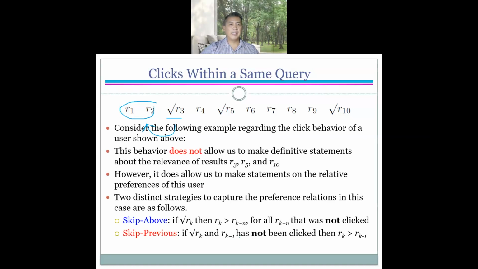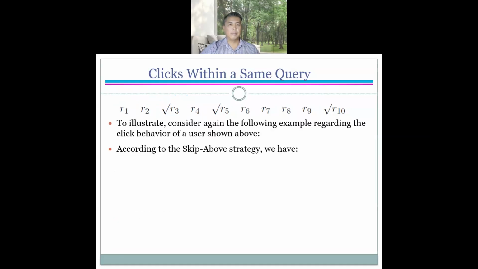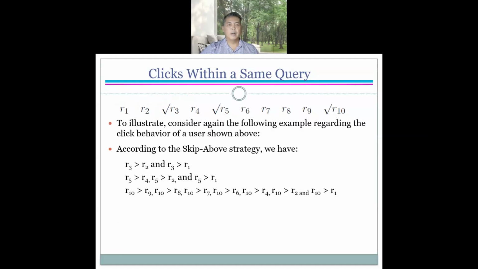So if this is clicked, skip above means whatever you have seen before will all be not relevant to your query. Skip previous means that the previous document is not relevant. So this is what we meant by skip above.